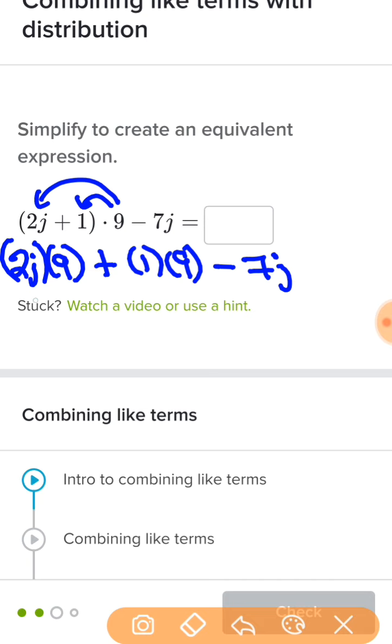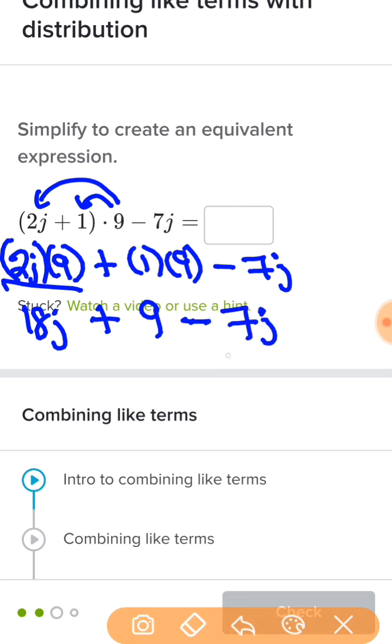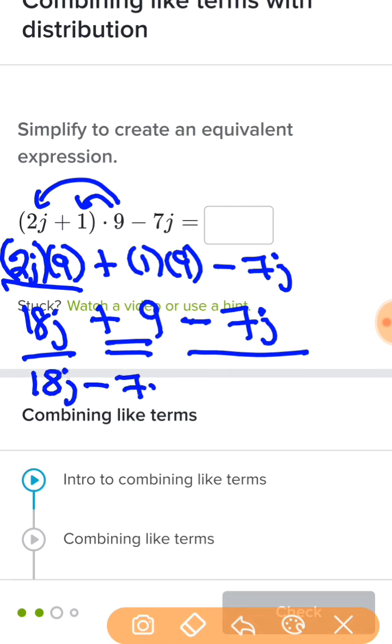So now I continue my math. 2j times 9 is going to give me 18j's plus 1 times 9 will give me 9. Bring down the minus 7j. Now I'm looking for like terms. 18j and negative 7j are like terms because they both end in j. So I'm going to rewrite them so that they are together. And the 9 is by itself because it's a constant. So when I rewrite it, that's 18j minus 7j next to each other. And bring the plus 9 down.